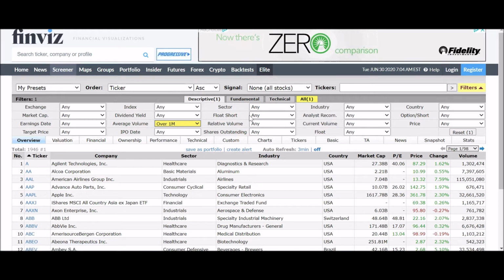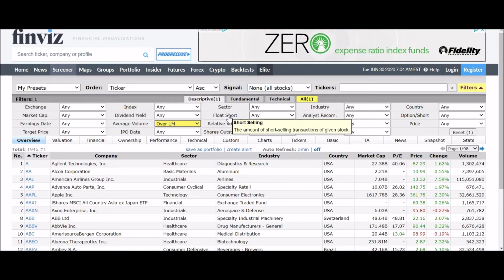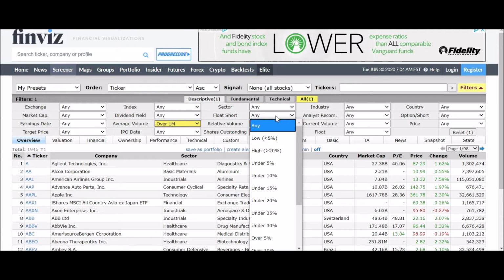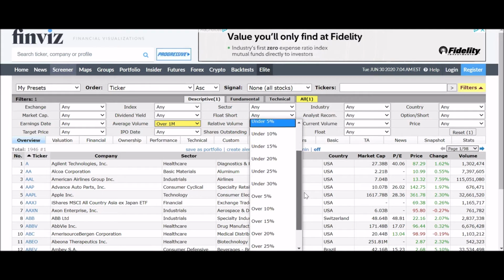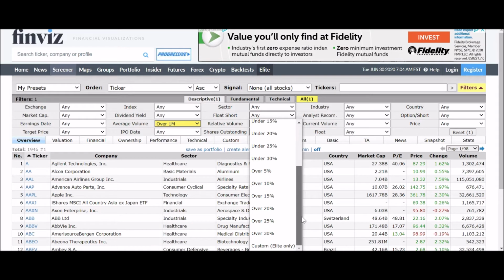The float short, that's what I'm looking for. The amount of short selling transactions of a given stock. So let's go ahead and click on that. Now there are highly shorted stocks out there. With the market being up as much as it's been lately, there's been a lot of short squeezes, so there's not as many as, let's say, under normal conditions.